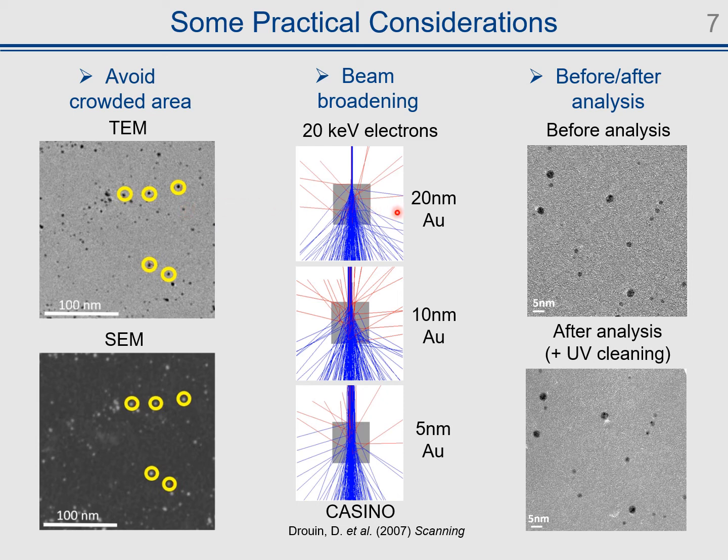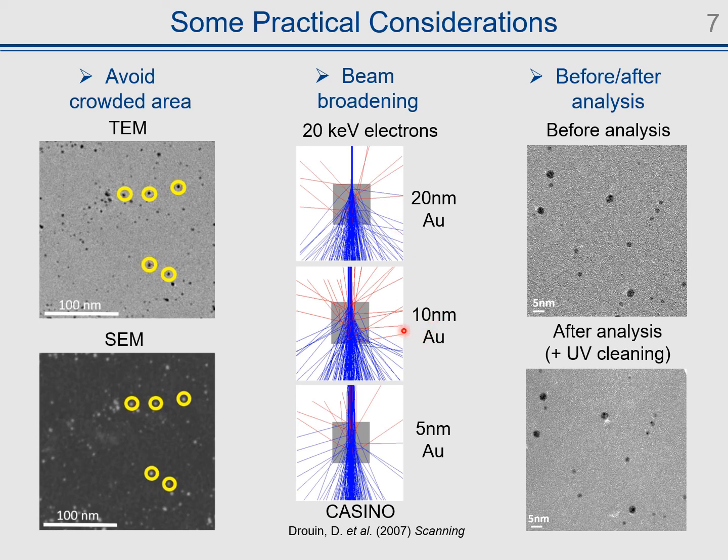Secondly, if the particles get too big, the beam broadening may introduce some artifacts, especially if the composition is not uniform within the particle. But for catalysts that we are studying, the particles are usually below 5 to 10 nanometers, and we won't have a huge problem with 20 keV electrons.